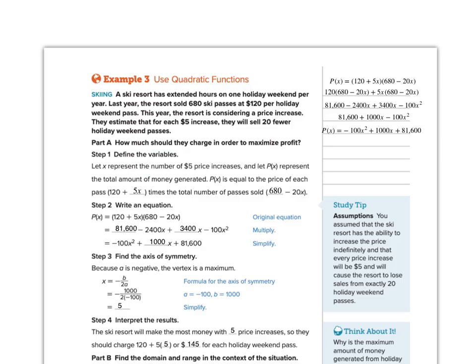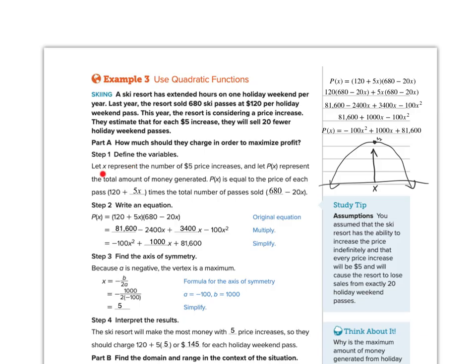So maximizing their profit, just think about when this function goes up like that and comes back down, this is my maximum point. So I'm trying to figure out what value of x is going to reach the maximum y value, right? That's what I'm looking for. That's the maximum, understanding that. So here, how much should they charge?